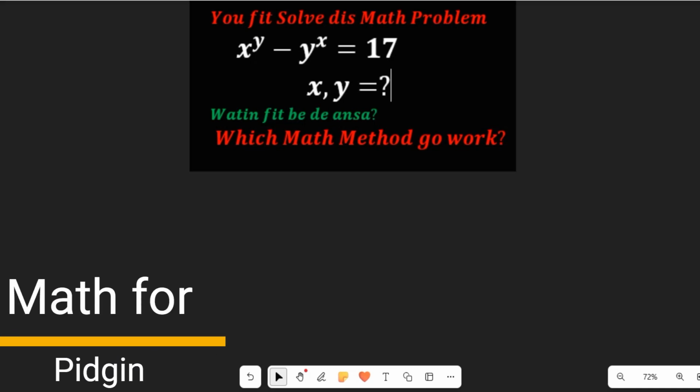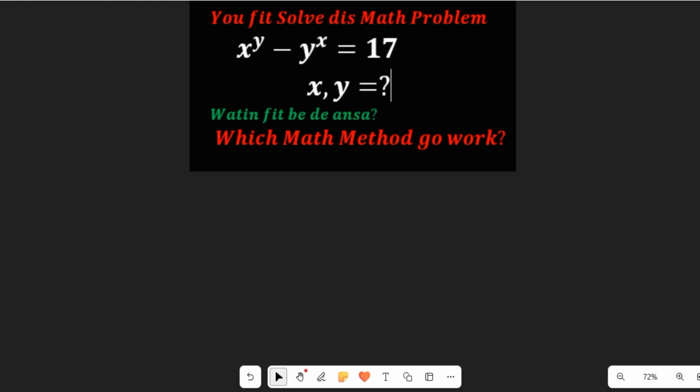You fit solve dis maths problem. If you sabi am, be sey you sabi am. If you no sabi am, make you join me make we see how we go take solve am. Which math method na im we go use?